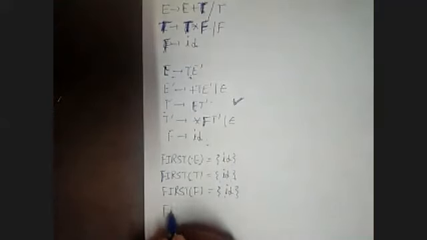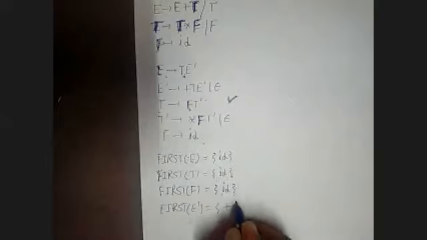So again, we find out the first of E dash. The first symbol is plus, so no further checking is needed, and the second production is epsilon. So first of E dash is plus or epsilon. Now first of T dash: the first symbol is asterisk and the second production is epsilon. So this is our answer.